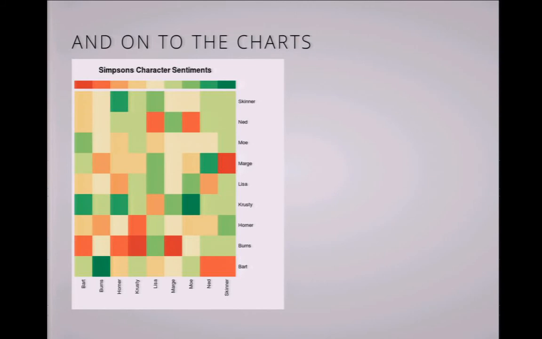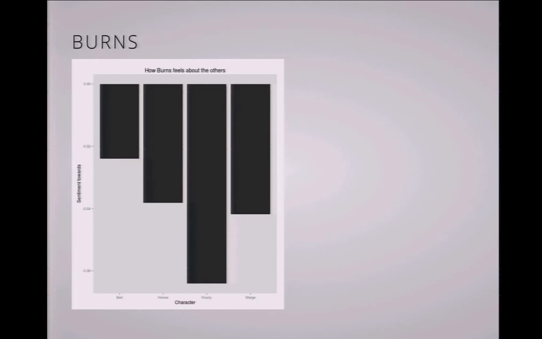So this is how the character on the right feels about the character on the bottom, because it's not always the same. Some characters like other characters and aren't liked in return. So Mr. Burns kind of hates everybody. Krusty kind of likes everybody. I wish I had left that chart on for two slides. But Burns hates everybody, is what this chart is telling us. He hates Krusty the most for some reason. I guess Krusty pissed him off, did something bad. He hates Bart a little less than the rest.